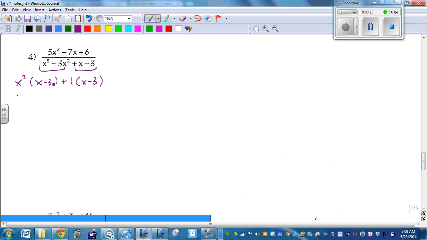Now, these both have an x minus 3 in common, so if we factor out an x minus 3, we're left with x squared plus 1 times x minus 3. This x squared plus 1 can't be factored anymore, so that's it. We've got 5x squared minus 7x plus 6 all over x squared plus 1 times x minus 3.